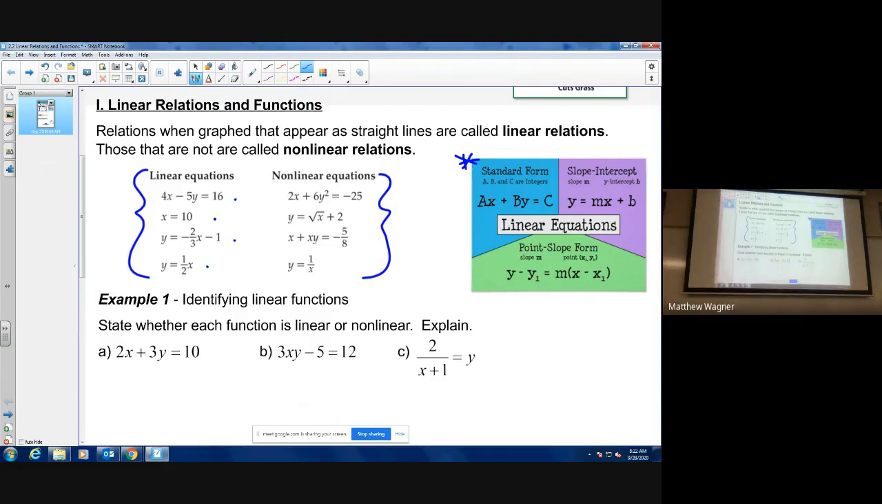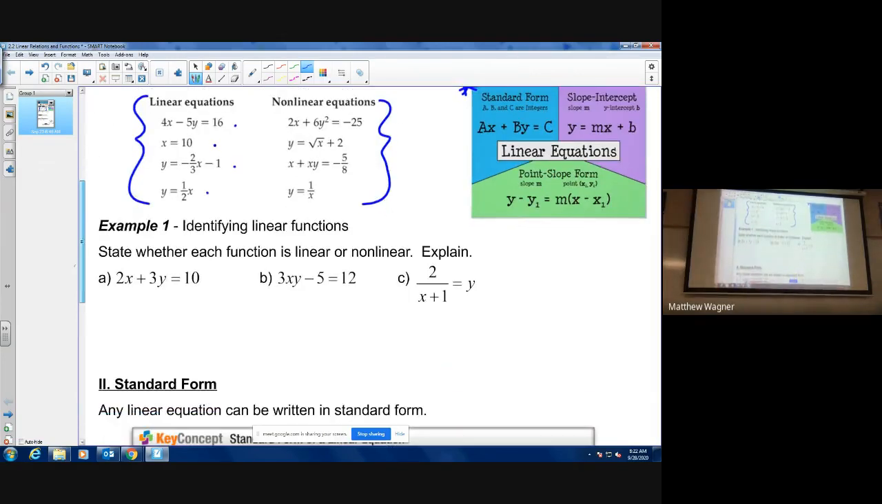So number one, looking at our first example, I'll try to leave that up there as well. State whether it's linear or nonlinear. Well, if you notice, this equation is actually in standard form. Thus, it is a linear function.